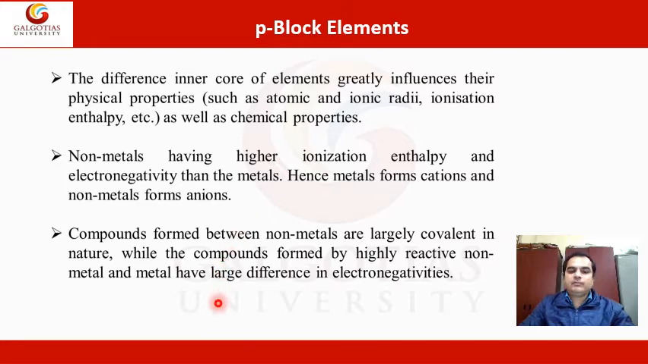The compounds formed between non-metals mainly consist of covalent bonds, while the compounds formed between metals and non-metals are of the ionic bond type. We can say that they are ionic, or electrovalent, compounds, like NaCl. Na is a metal while Cl is a non-metal in nature.